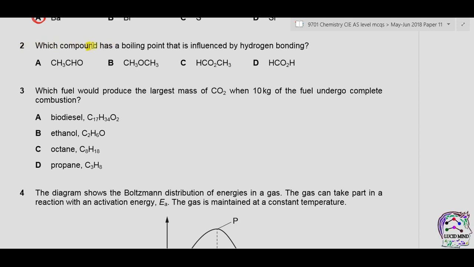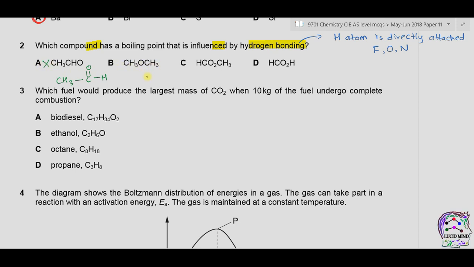Question 2. Which compound has a boiling point that is influenced by hydrogen bonding? Now hydrogen bonding takes place in those molecules in which hydrogen atom is directly attached to one of the electronegative elements such as fluorine, oxygen or nitrogen. First one is aldehyde. We can see we have CH3, C double bond O, H. As we can see, the hydrogen is not attached with oxygen, so A is incorrect.